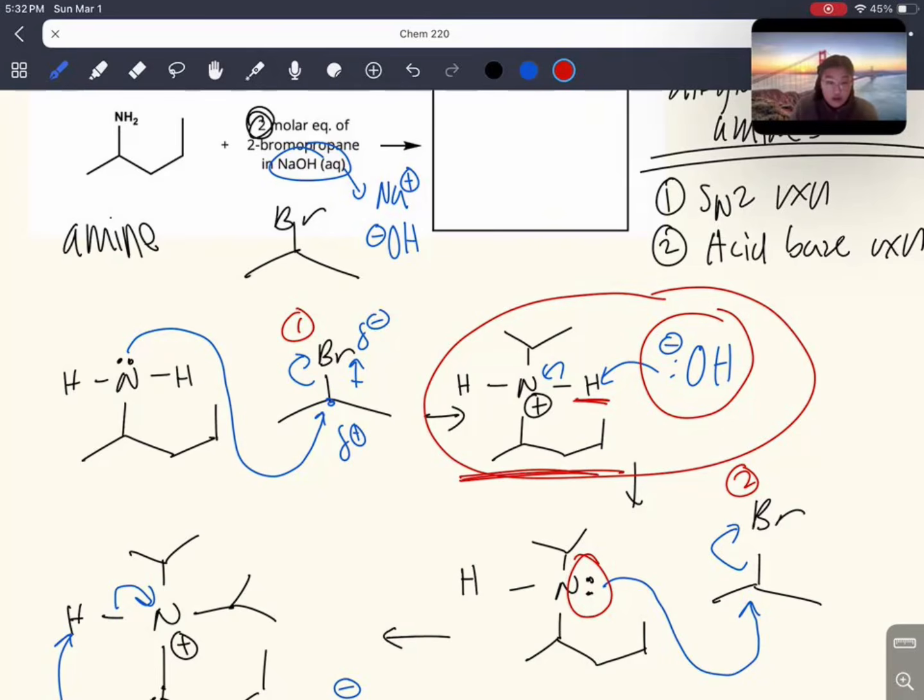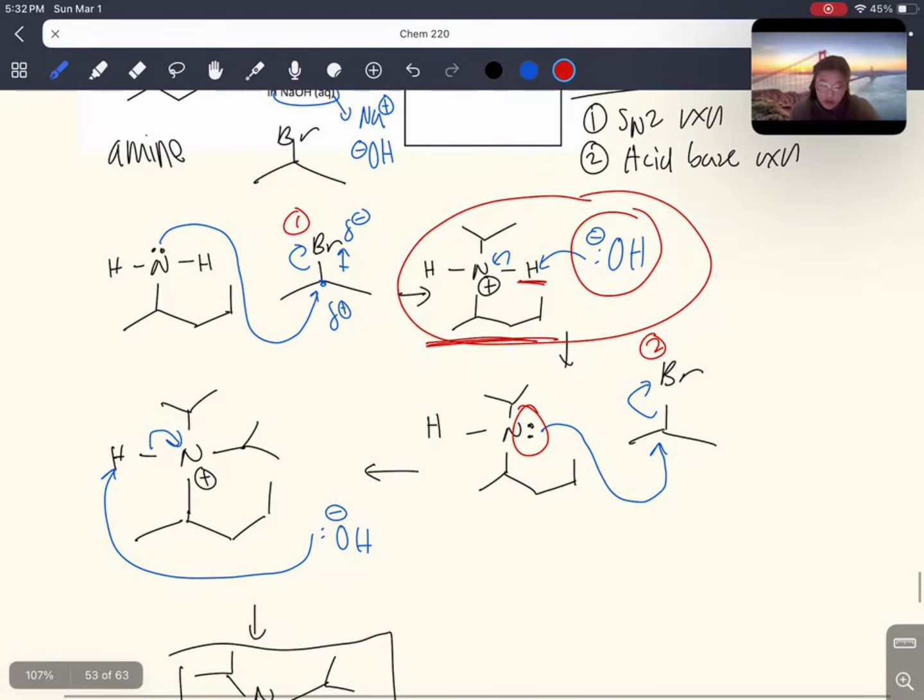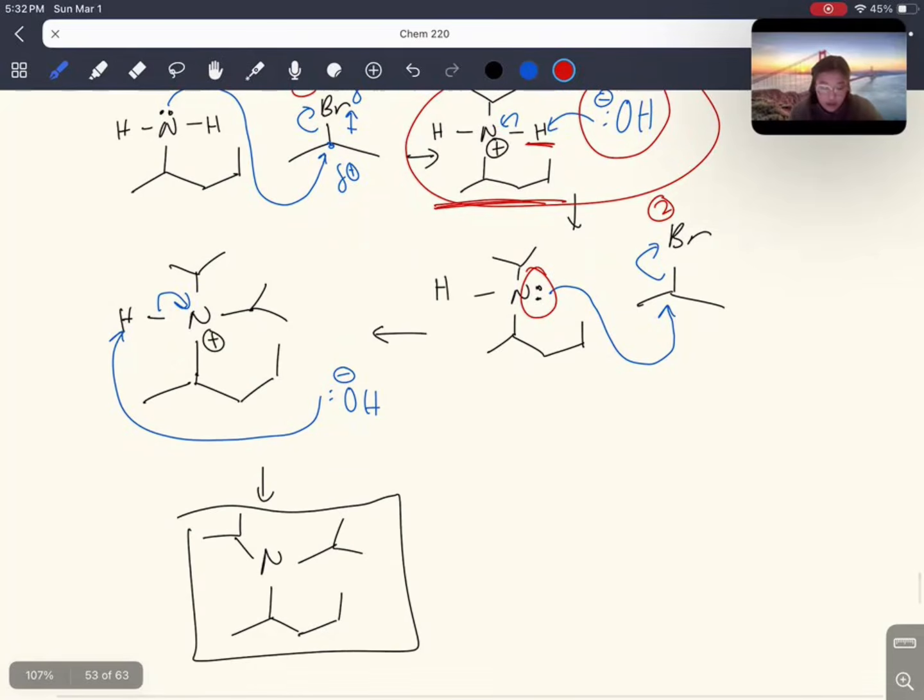with your salt, right? So it's important to think about the mechanism, especially when it comes to amines, to think about whether you are in acidic conditions or basic conditions. Because if you're in acidic conditions, then your nitrogen is going to be protonated at the end. But if you're in basic conditions, then you're able to run your reaction forward and do another round, and you're able to get this final product where you're able to add 2 moles of 2-bromopropane.